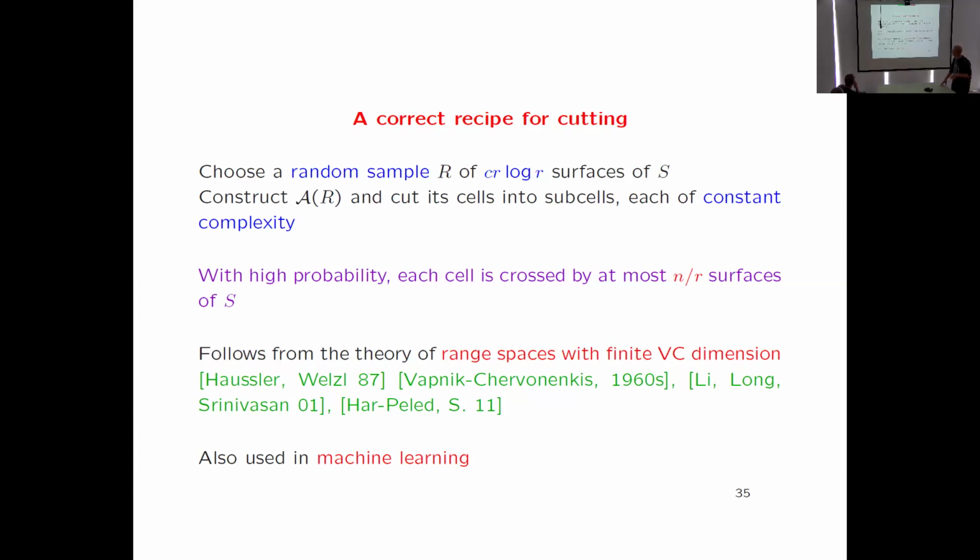Now, this is related to the theory of range spaces with finite VC dimension. People in learning theory know about it, and hopefully others too. VC means Vapnik and Chervonenkis, who introduced this concept, which was then studied in the context of geometry quite a bit. And if you use it and argue, you get what you want. You get that each cell of the cutting is crossed by only n over r surfaces, and for this you need to use the fact that each cell has constant complexity. Original cells of the arrangements will not do because they may be too complicated.